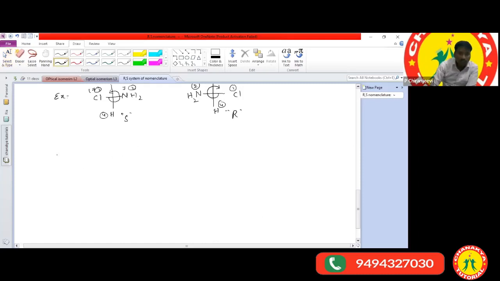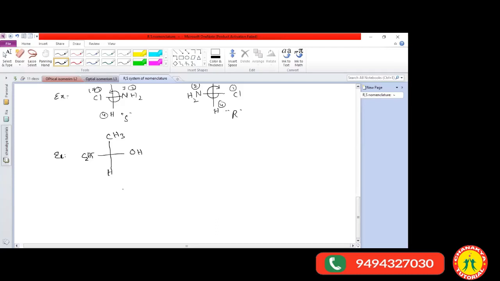Now what is another example I'm giving here? Here CH3, OH, and this one is C2H5, and here H is there. So the given one is which isomer? Samhita, now the question belongs to you. Samhita, what is the answer? Is the given one R isomer or S isomer?